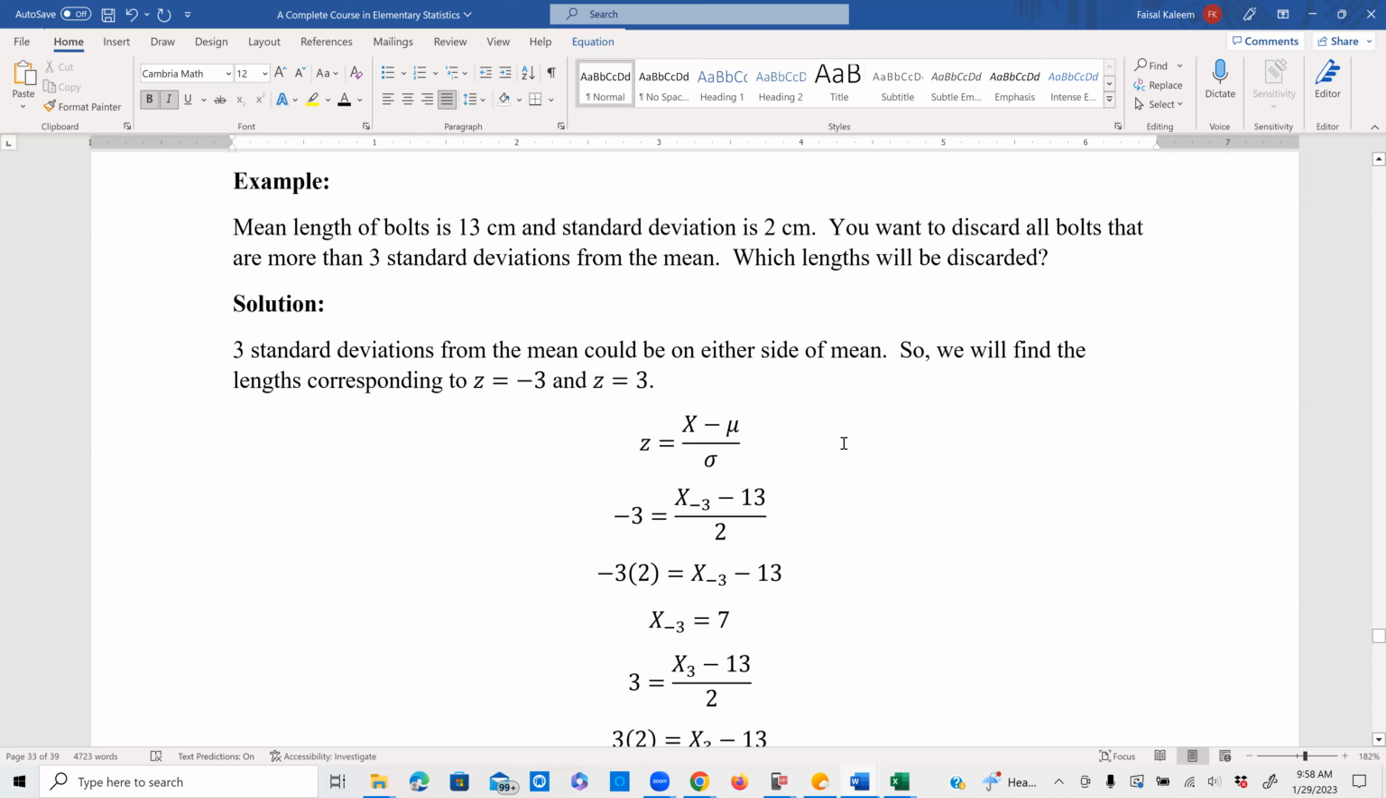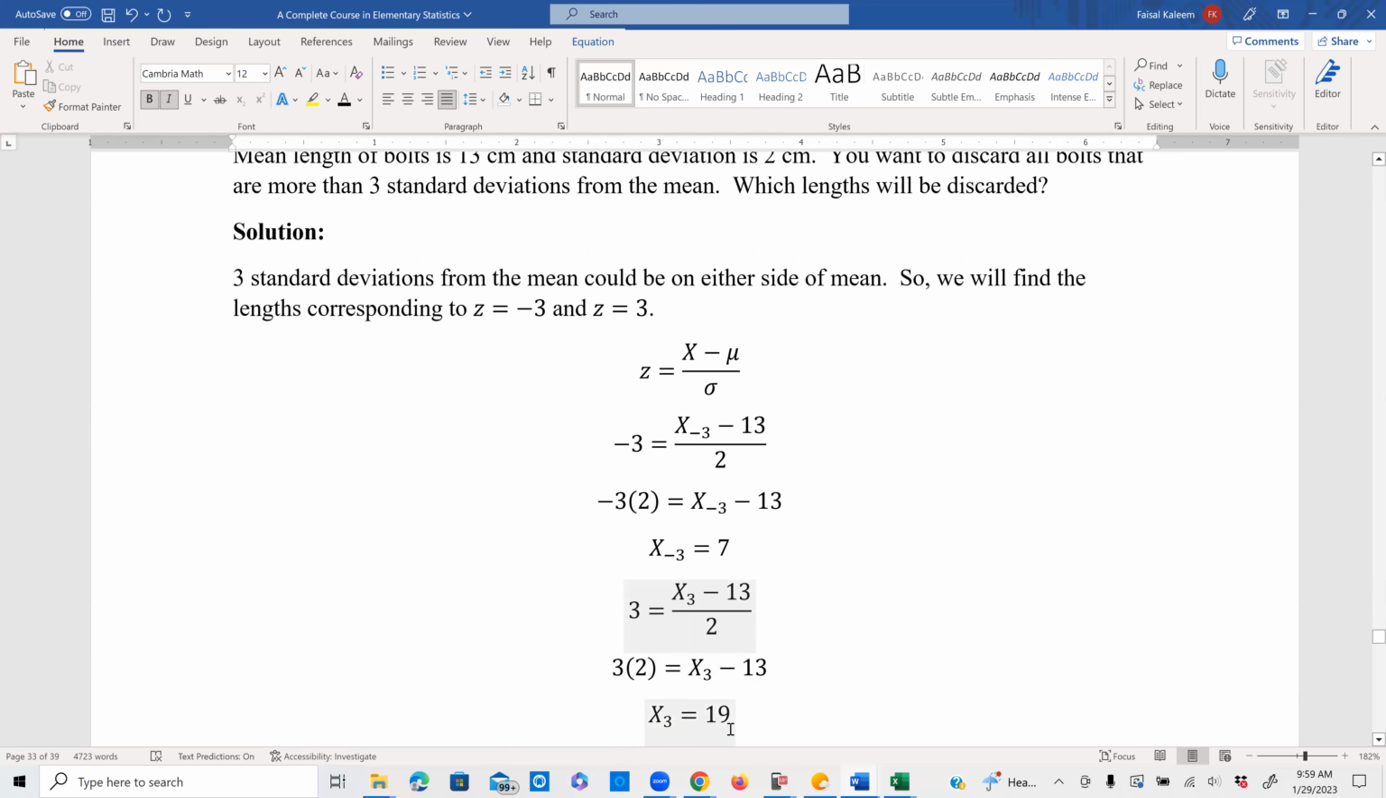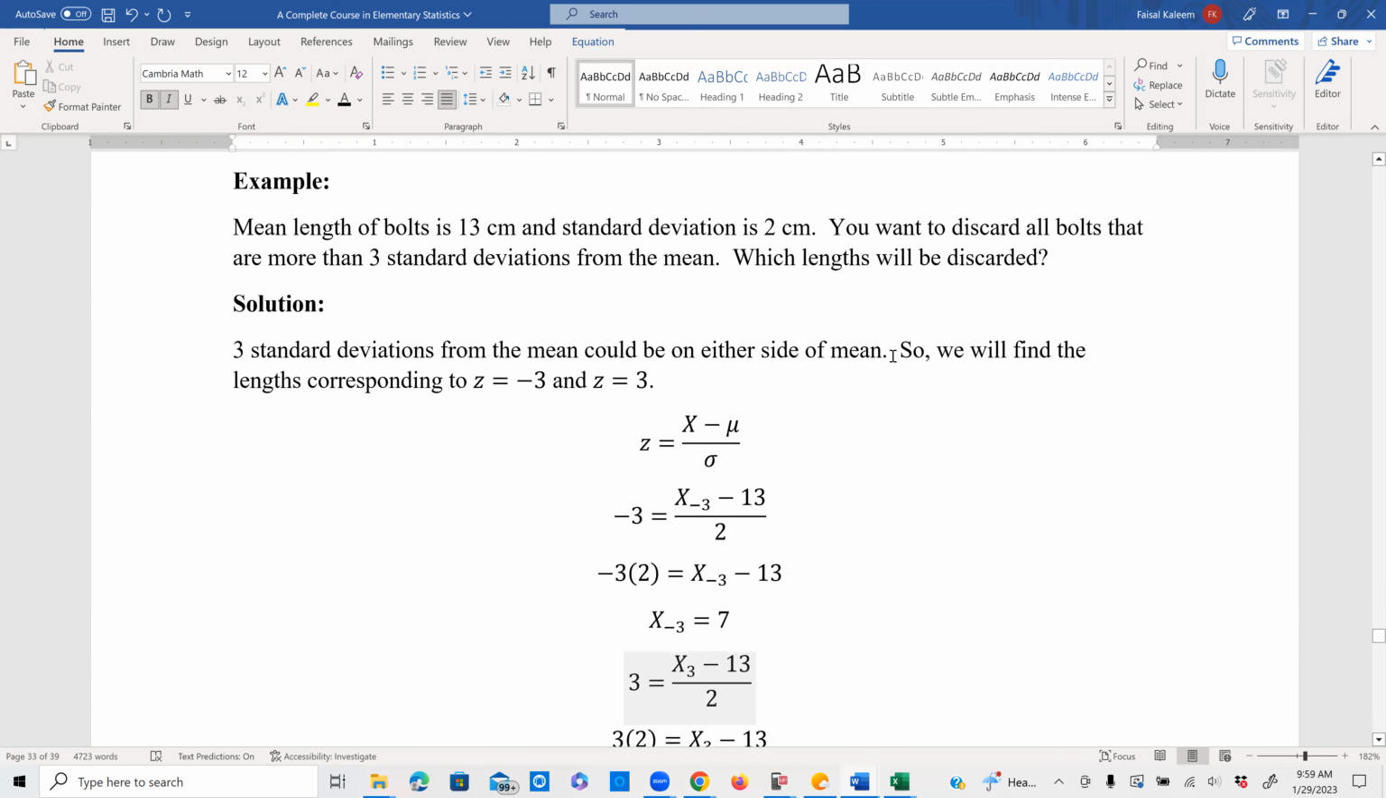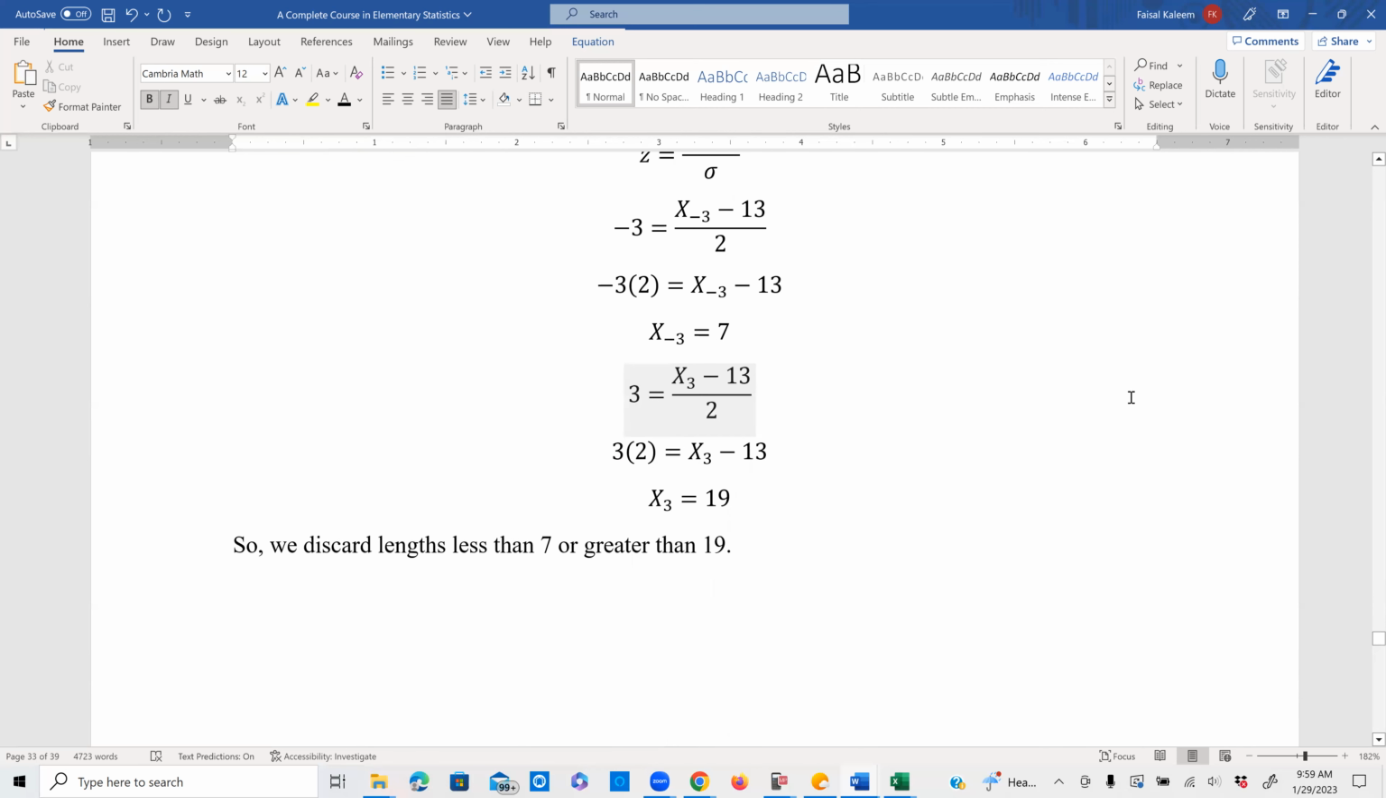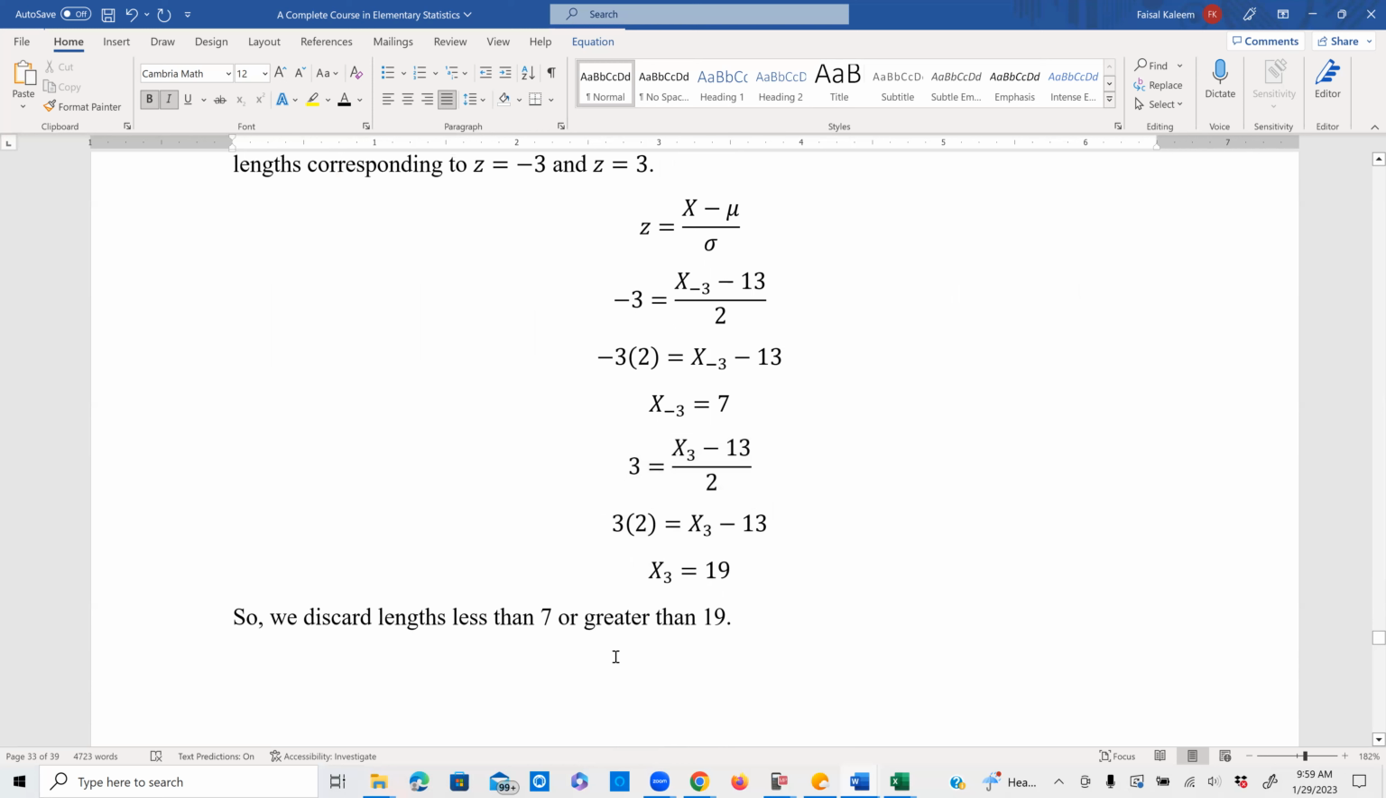So we will substitute z equals -3 and calculate x from this formula, z equals x minus mean over sigma. So we get x equals 7. And then we repeat it with z equals 3, and we get x equals 19. Therefore, we want the bowls that are between 7 and 19, because those are within 3 standard deviations, and you want to discard the ones that are more than 3 standard deviations from the mean. So you want to discard the ones that are not between 7 and 19, which means those that are less than 7 or more than 19.